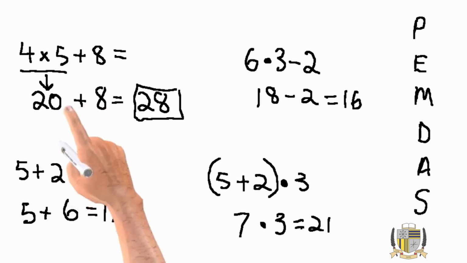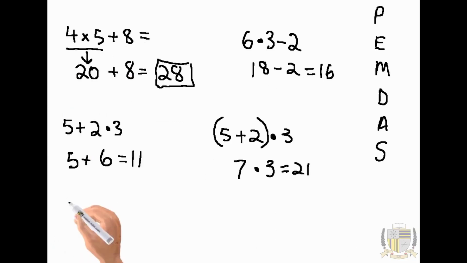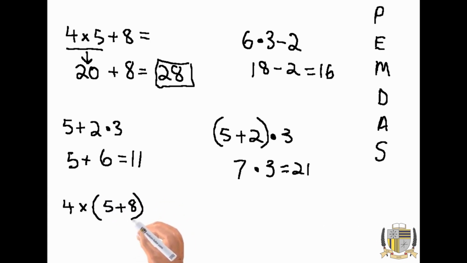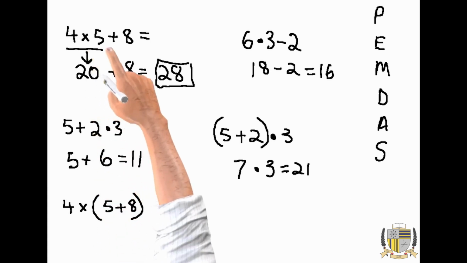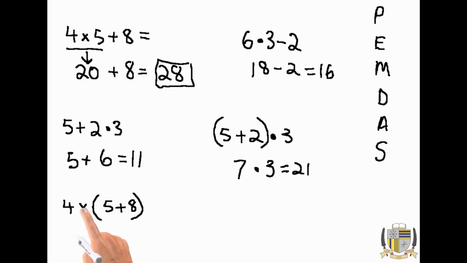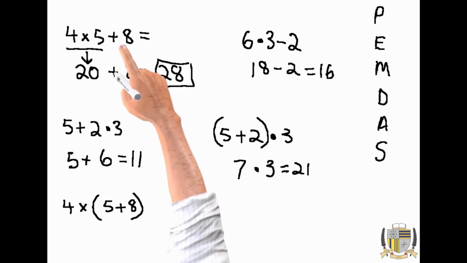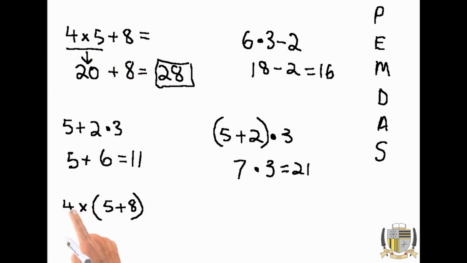Remember this first one? I'm going to revisit that. I'm going to write it exactly how I had it: 4 times, this time there's a parentheses, 5 plus 8. So it's similar to this. And I put a little X for multiplication because I want to intentionally make it look exactly like that. So 4 times this parentheses of 5 plus 8.